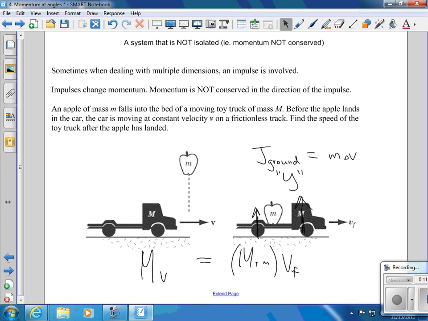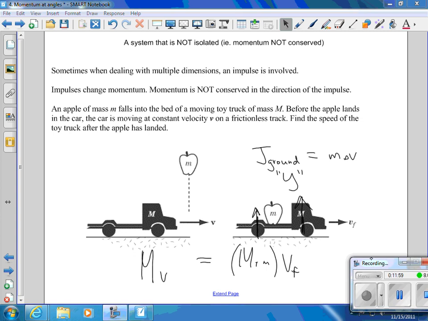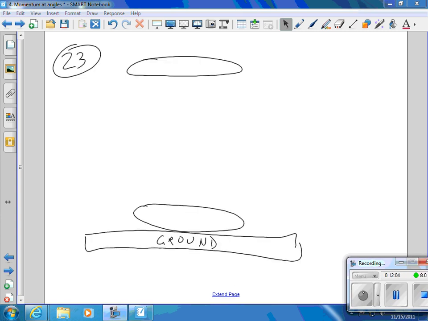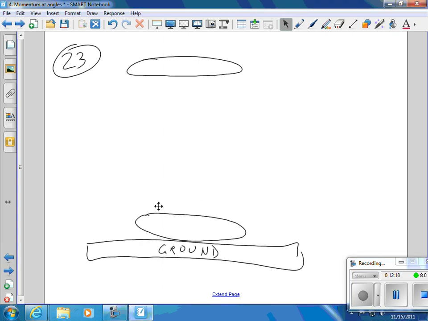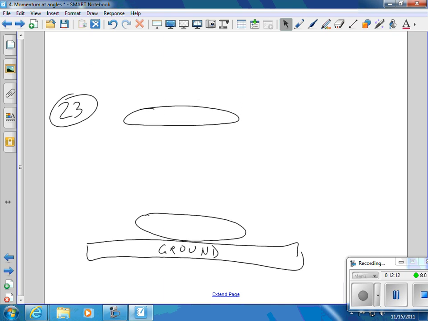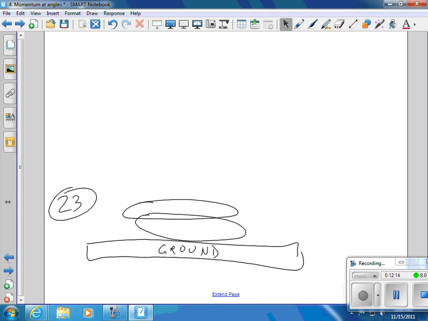That's kind of interesting. Most all problems we do are isolated systems where momentum is conserved. But I'm just showing you here, there are situations out there where momentum may not be conserved in a certain direction because of some outside force exerting an impulse. Problem 23 of your textbook has this plate. A plate falls and hits the ground.